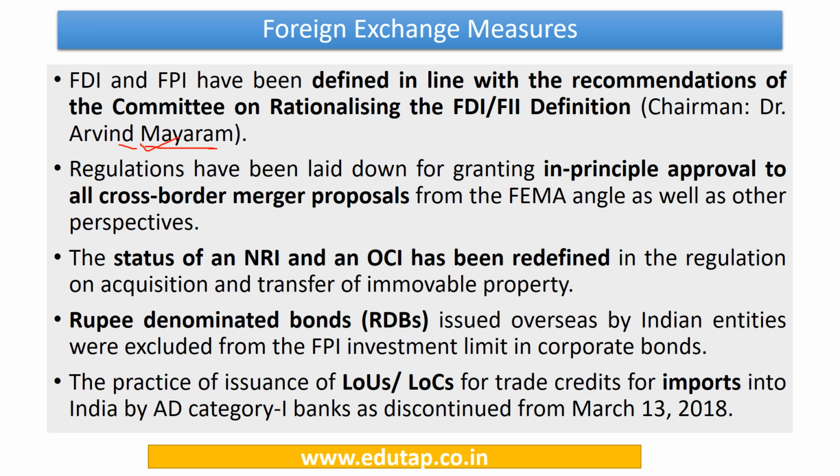Further, regulations have also been introduced for cross-border merger proposals, which we have again discussed in a separate video, so I believe you must be aware of this. This is very simple. It means that one entity is from India and the other one is from another country, and they have to merge their operations. How they can easily do so, and the regulations with regard to FEMA and the company law, are being rationalized in this regard. Further, the status of NRI and OCI, which is overseas citizen of India, is also being redefined with regard to transactions in immovable property.